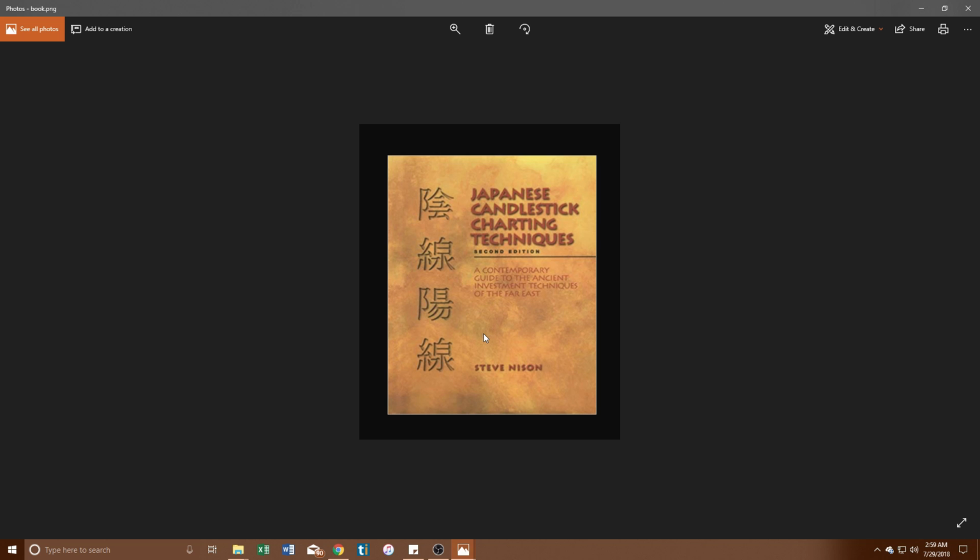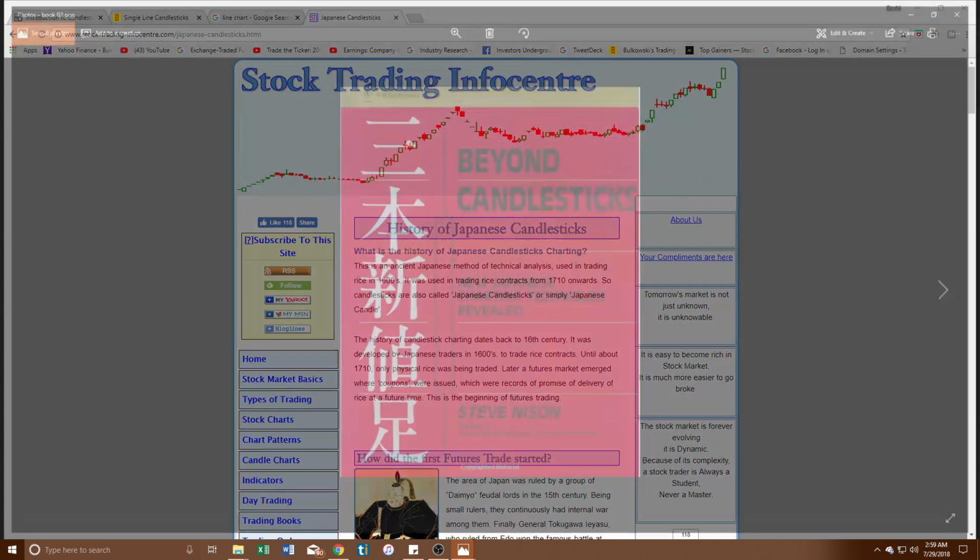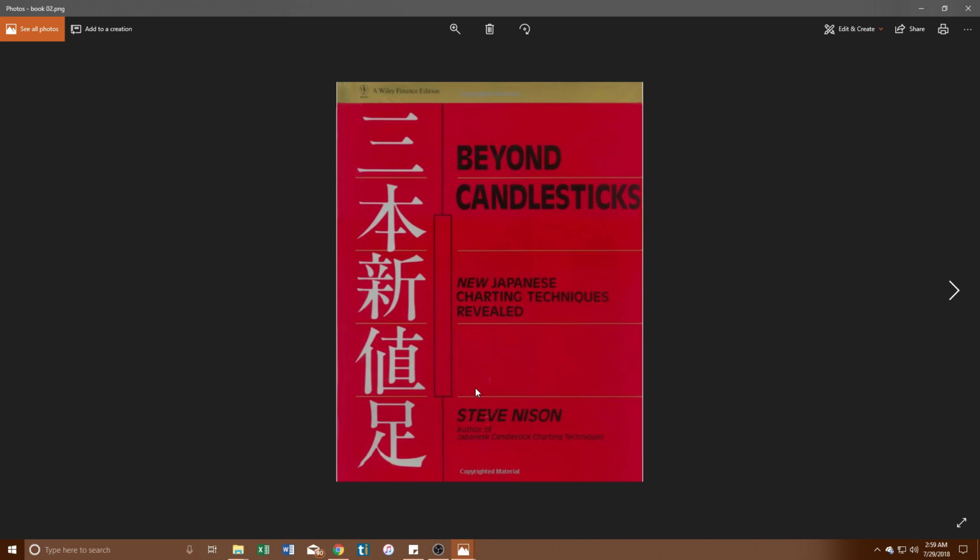I highly, highly recommend this book. The next book that he came out with is Beyond Candlesticks, and these are all by Steve Nison. If you don't know who Steve Nison is, he is the candlestick man. He's the one that presented candlesticks to the public pretty much and made it popular for traders to use candlesticks.